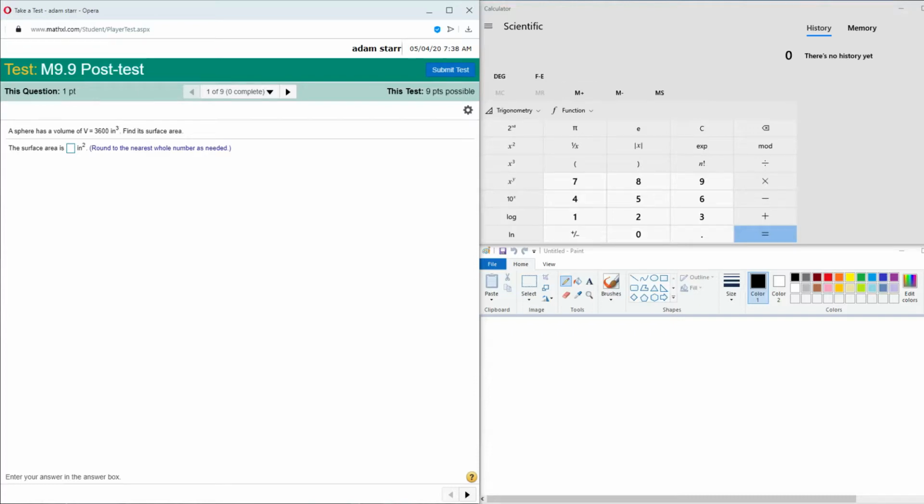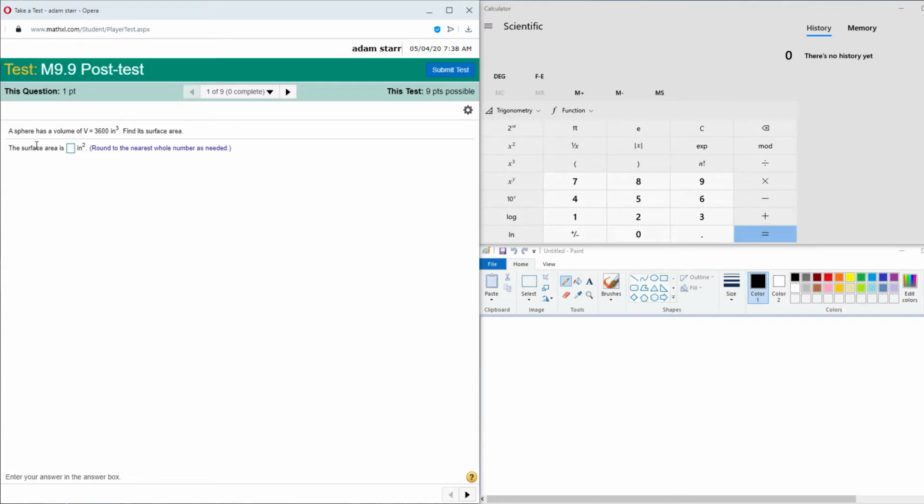Hi everyone, this is 9.9's post test, which is working with surface area and volume. So it's kind of taking the last two post tests that were due and putting them together. Fortunately, the questions of this post test are not as involved as the surface area questions from two post tests ago. They're not as ridiculously difficult. So let's get started.